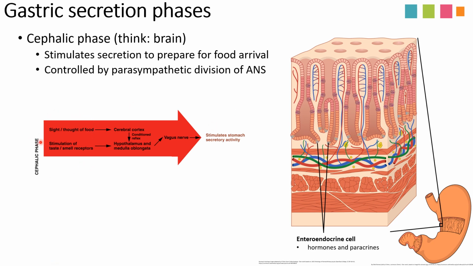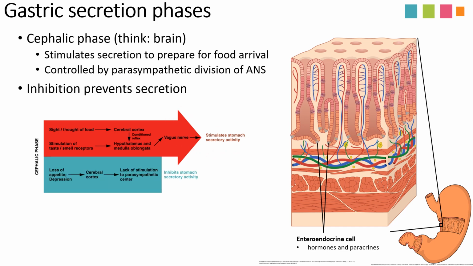And so here you can see how it works. There's the sight or sound of food or the smell, and so your brain effectively tells your gut, okay, get ready, we're going to eat soon, via the vagus nerve, and that stimulates the secretion. All these diagrams are also going to have the things that inhibit it. So if you're, for instance, depressed or you don't have appetite, that's also going to go through this pathway, but it's going to reduce secretion rather than increasing it.